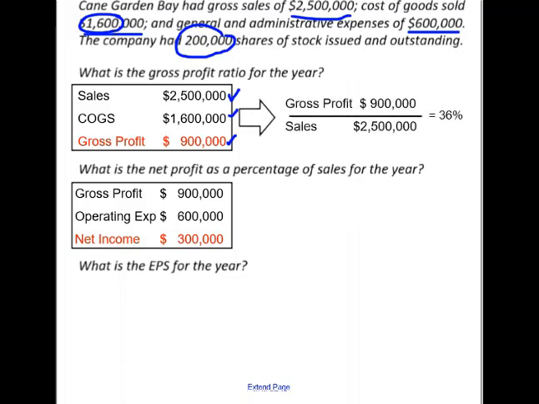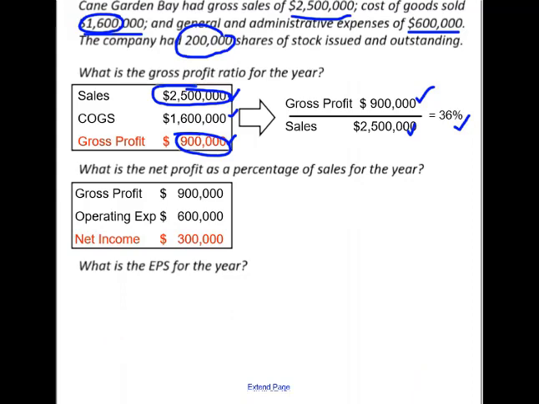Now I can compute the gross profit ratio. I'm taking my gross profit of $900,000 and dividing it by my total sales of $2.5 million. And my gross profit ratio then is going to come out to 36%.